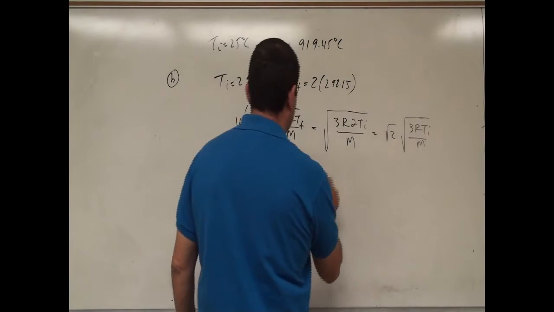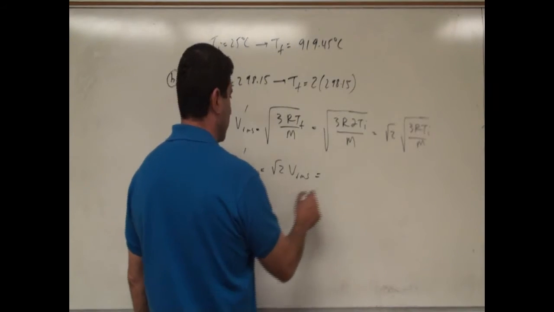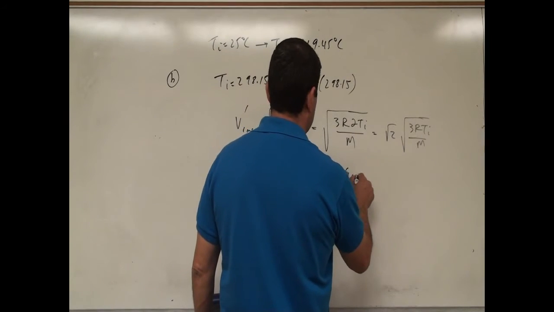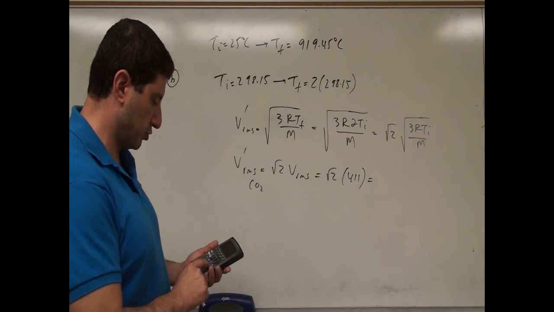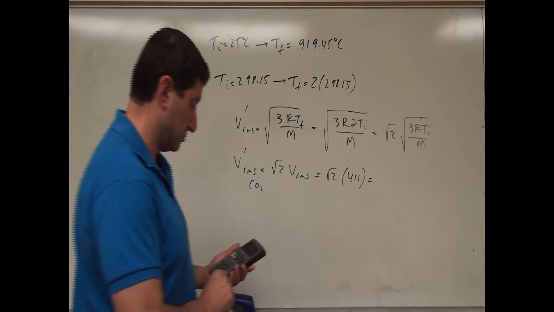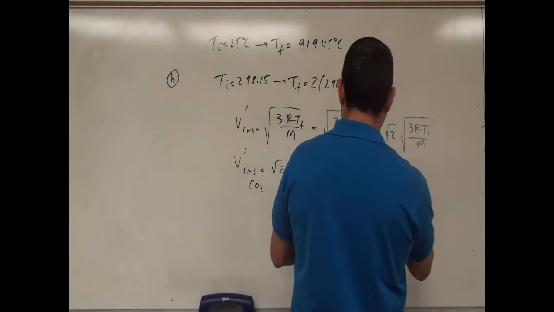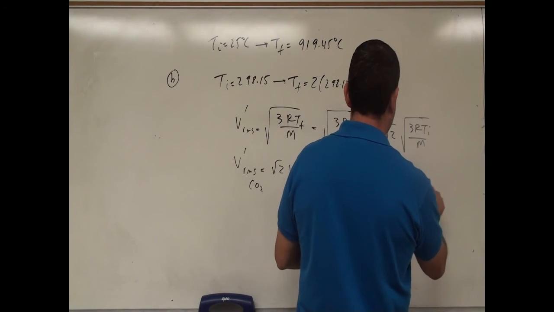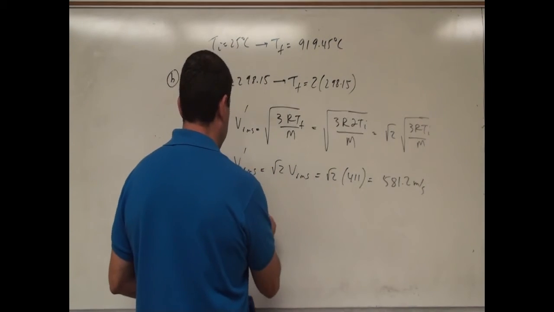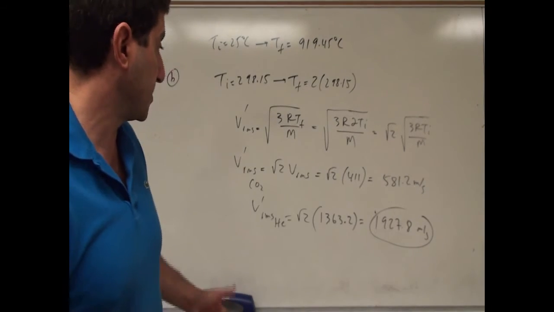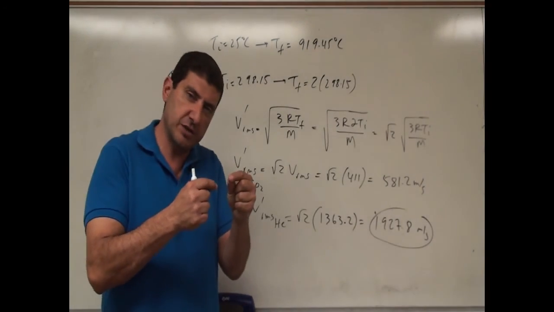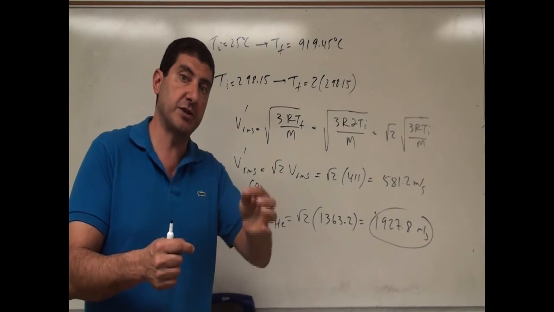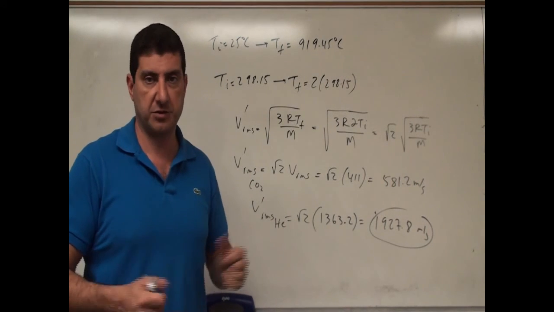The old V root mean square for the carbon dioxide was 411. So the new root mean square, 411 times root 2, is going to be 581.2 meters per second. And then for the helium, you can see that the velocities both went up by a factor of root 2. So now you can see the difference between doubling the temperature versus doubling the root mean square velocity. Okay, thank you very much.